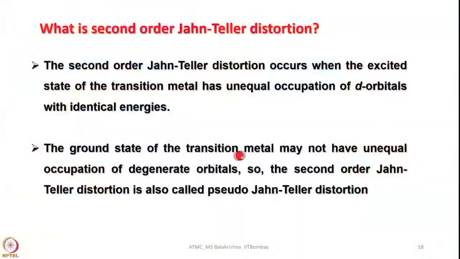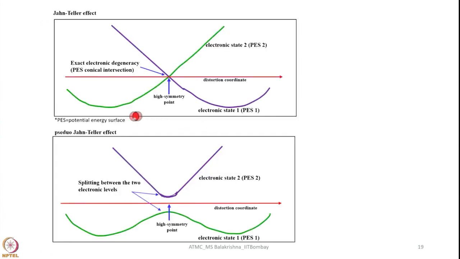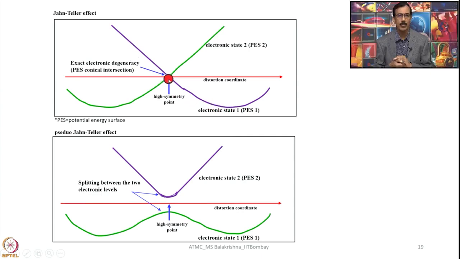The ground state of the transition metal may not have unequal occupation of degenerate orbitals. So therefore, the second order Jahn-Teller distortion is also called pseudo Jahn-Teller distortion. And if you just want to look into the potential energy surface, this is how it looks, and this is at a high symmetry point where there is no effect, and this is in case of Jahn-Teller effect, whereas this one is the pseudo Jahn-Teller effect.